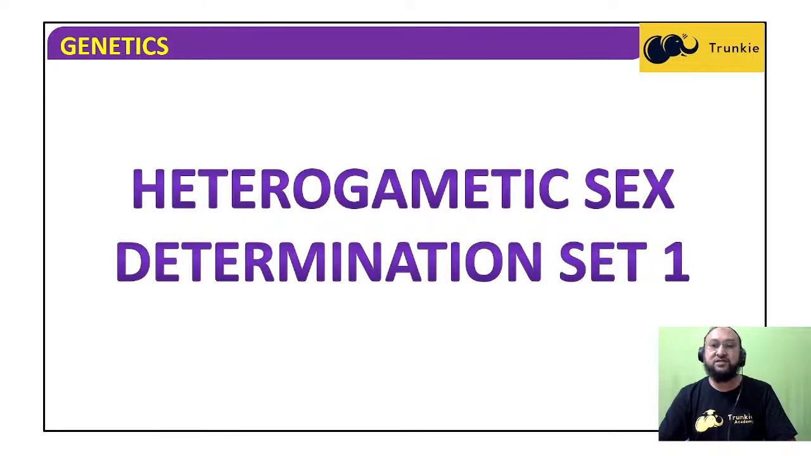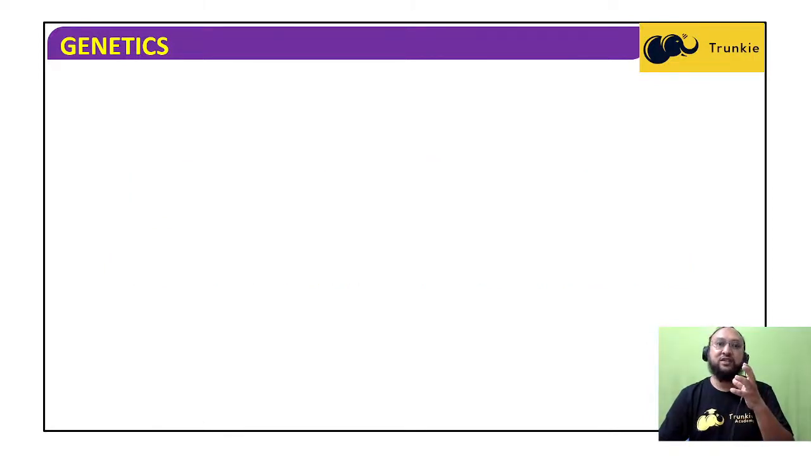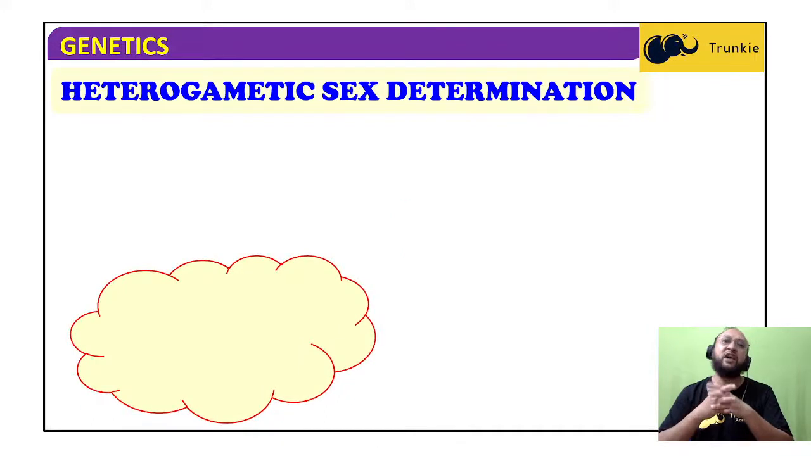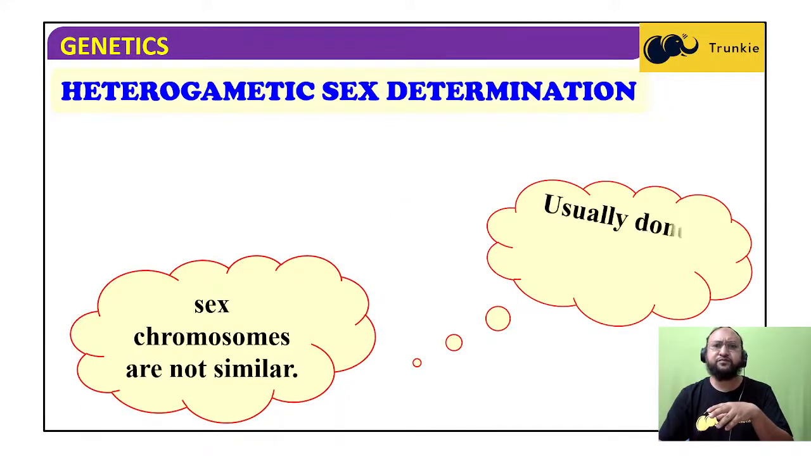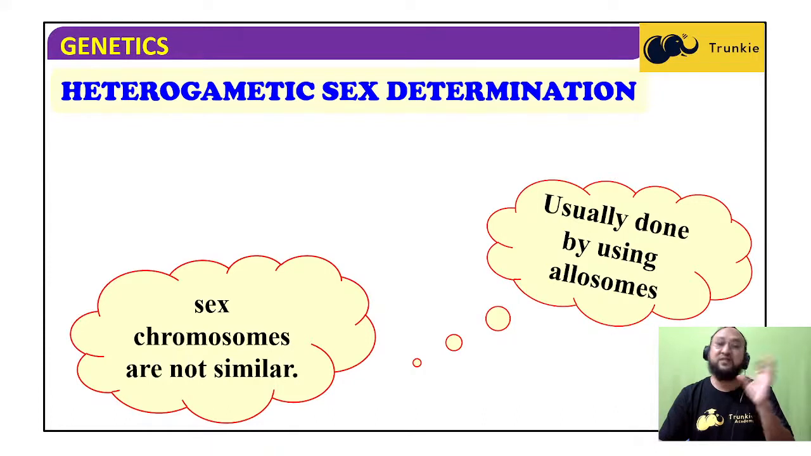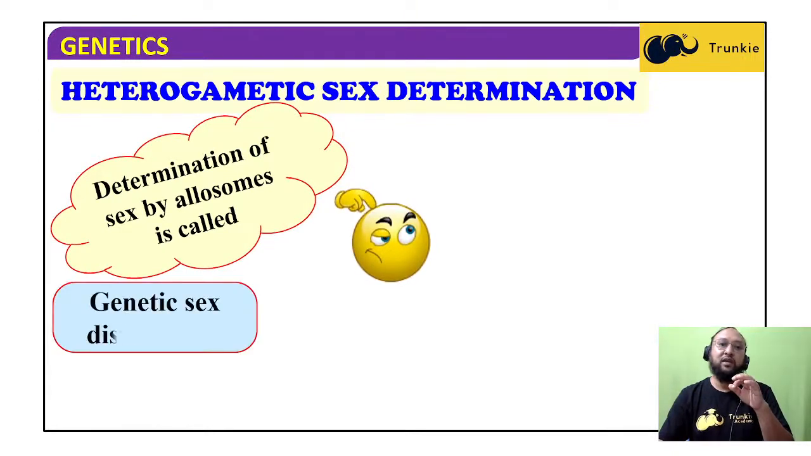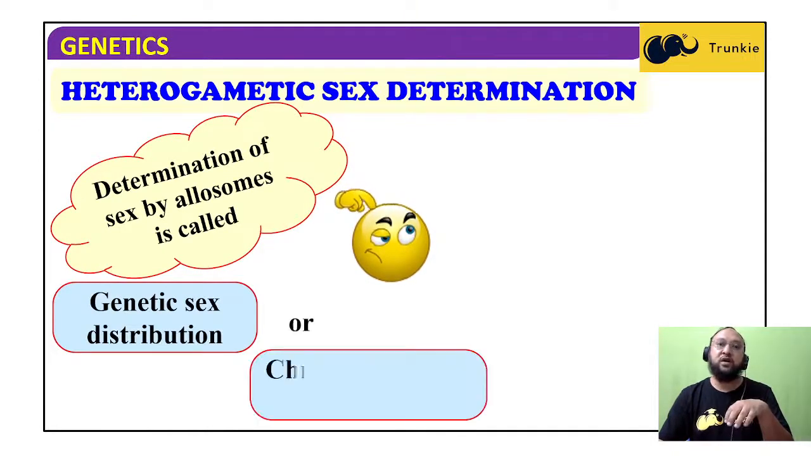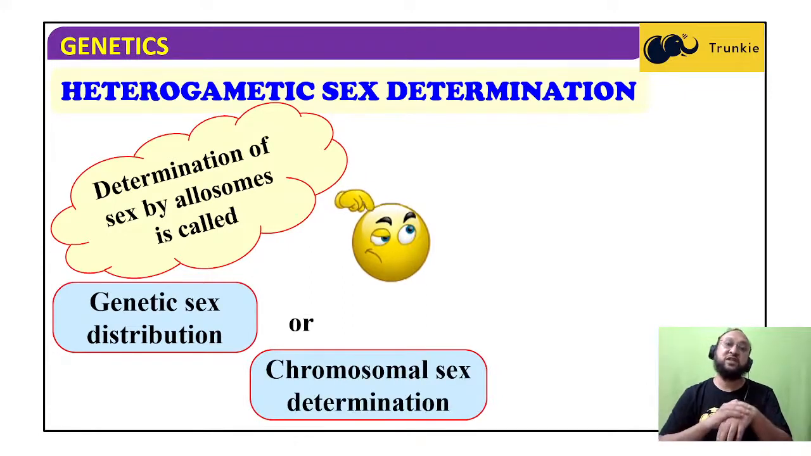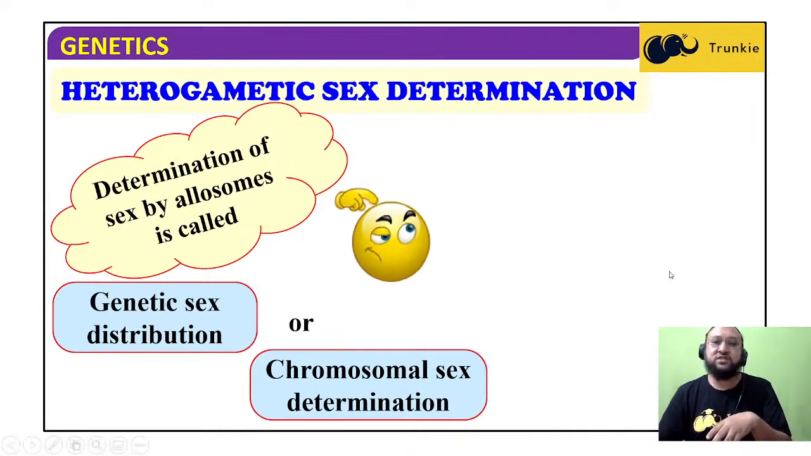Heterogametic sex determination, set 1. We will see how the heterogametic sex determination works. Heterogametic sex determination means the sex chromosomes are not similar, like X and Y, and it is usually done by using allosomes. Determination of sex by allosomes is called genetic sex determination or chromosomal sex determination. Like I told you, in human beings it is the X and Y chromosomes, especially the Y chromosome, that determines the sex of the child.